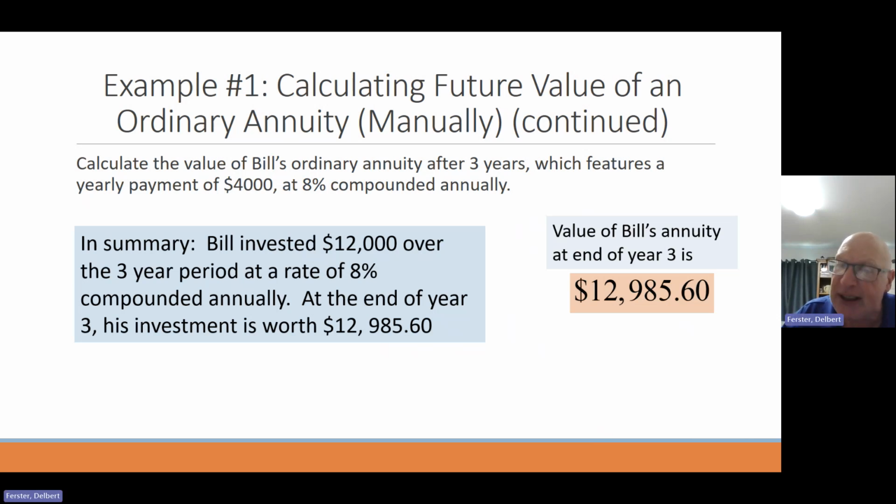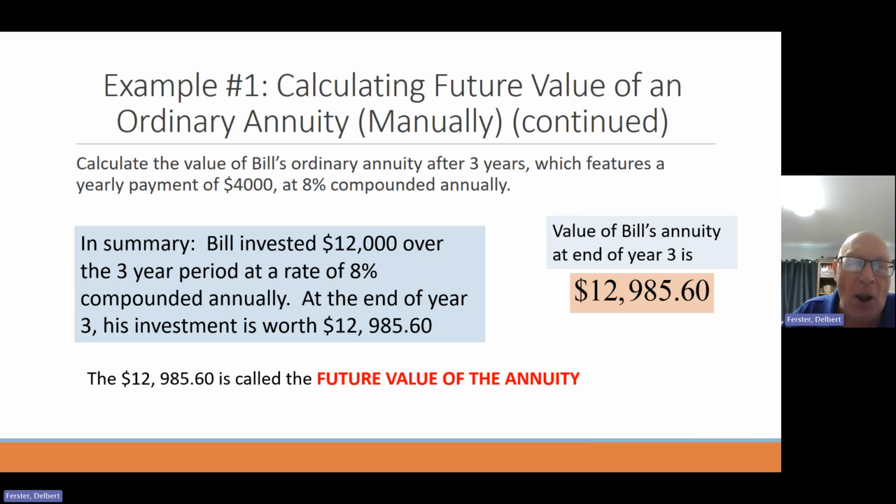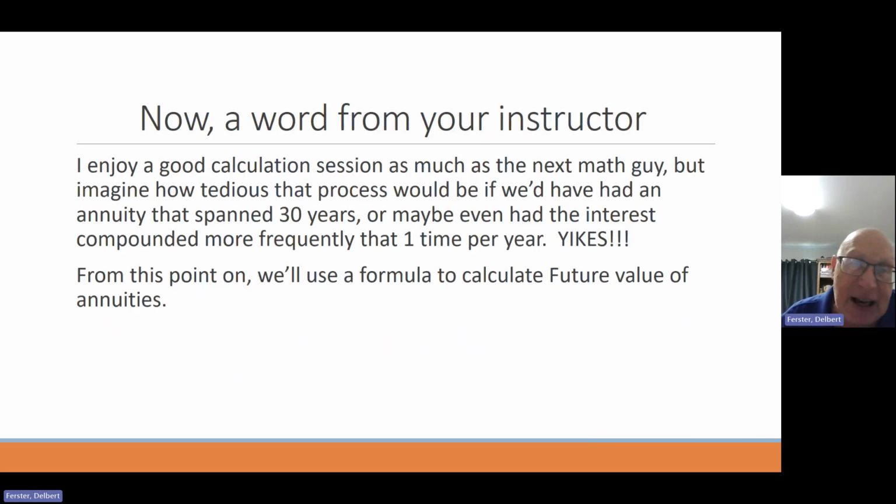So over the 3 years, he would have invested $12,000, $4,000 each year for 3 years. All right, and he ended up with a total of $12,985.60. So we could find his interest. It's just the difference between $12,000 and that $12,985.60 number. We will refer to the $12,985.60 as the future value of the annuity. It would be the worth of that annuity at the end of its period of 3 terms or 3 years. Now that's kind of fun.